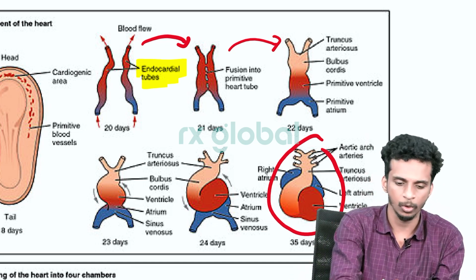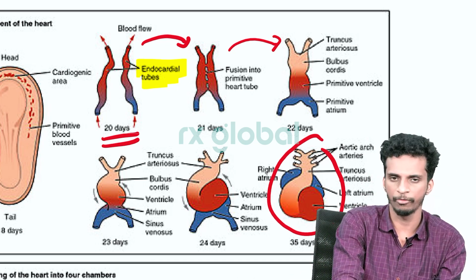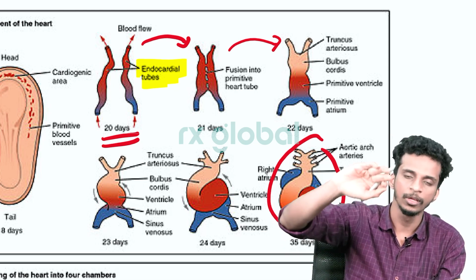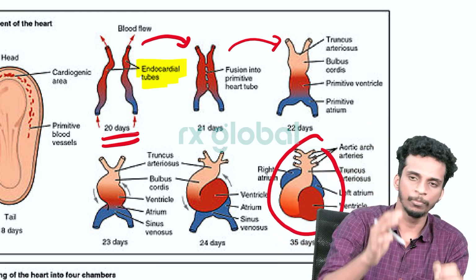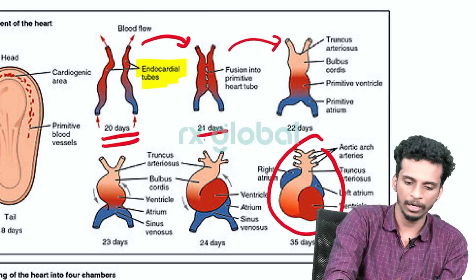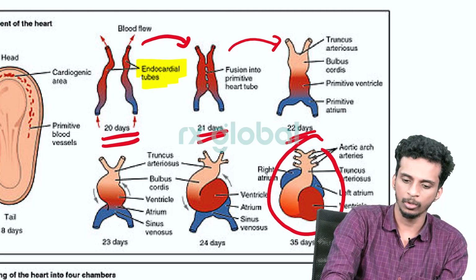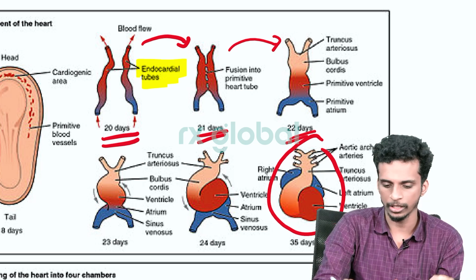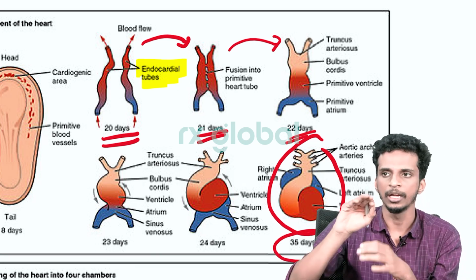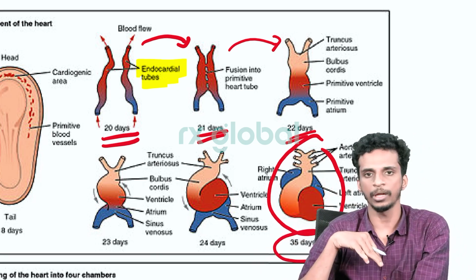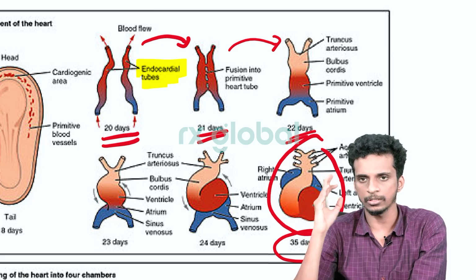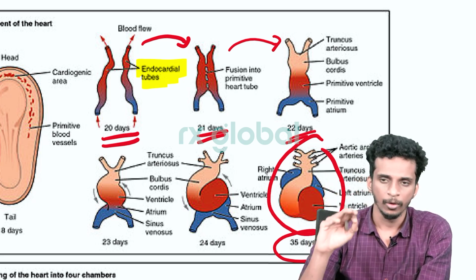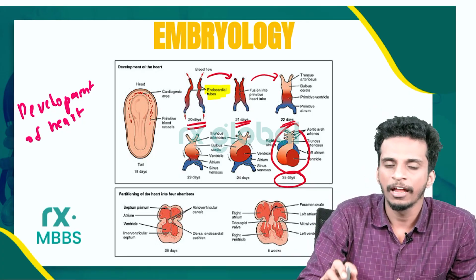At 20 days of life of the embryo, there will be two separate heart tubes. At 21 days it starts to fuse. At 22 days it is less differentiated. At 23 days it becomes more and more differentiated. By 35 days we can see that it is more or less similar to an adult heart. So this is just the development of the heart.